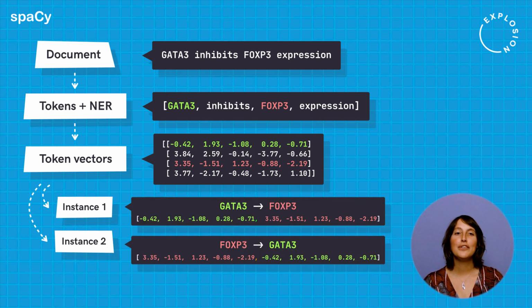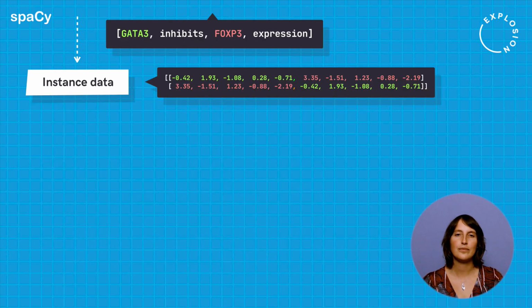In the next step, we determine the candidate instances in our sentence. We are interested in directed binary relations between two entities, which means that the sentence contains two relevant instances. One where GETA3 is the subject and FOXP3 is the object, and one where it's the other way around. For each instance, we simply concatenate the vectors of the two corresponding entities. At this point, you could also add additional features, but for now we stick to these simple vectors where the first 5 numbers represent the subject and the next set of 5 numbers represent the object.